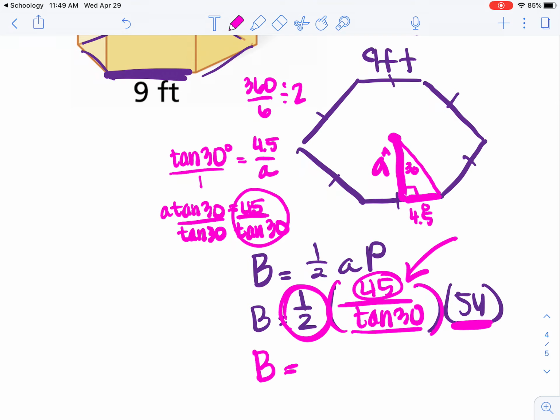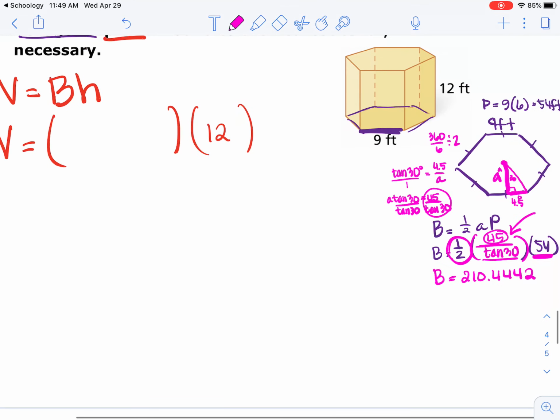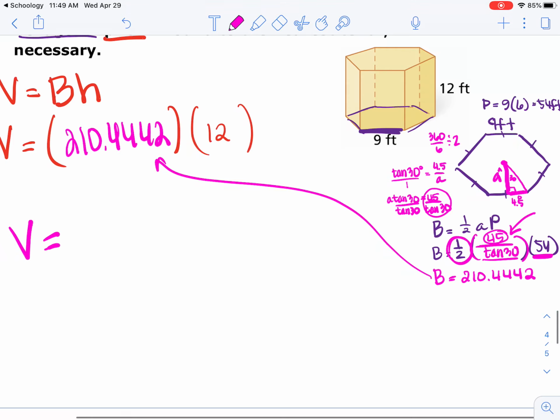All right, so when you put that in your calculator, you get 210.4442. And if you have 4441, it's not going to throw it off. All right, so now I'm going to fill that in here because that's B. 210.4442. And now I'm going to get my final answer.